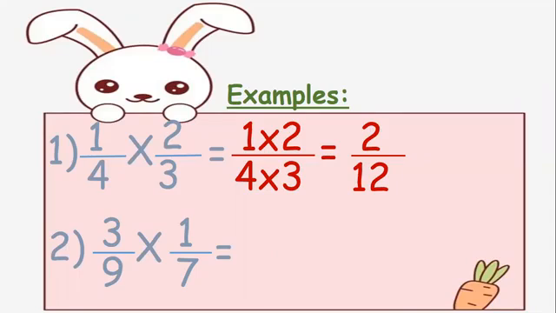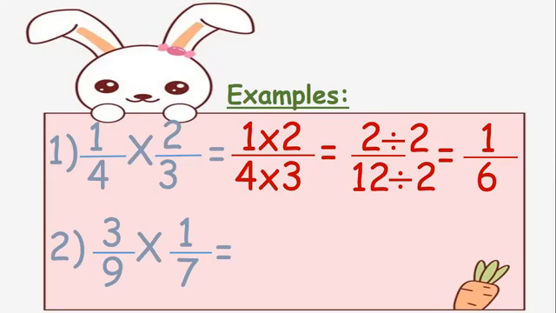We have 2 and 12, so we can simplify by 2. 2 divided by 2 equals 1, and 12 divided by 2 equals 6. But let's see the second example, but we have to solve using another method. We have to see if we can simplify before we multiply the numbers.